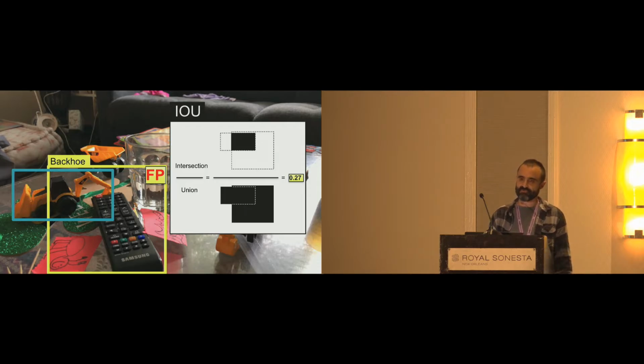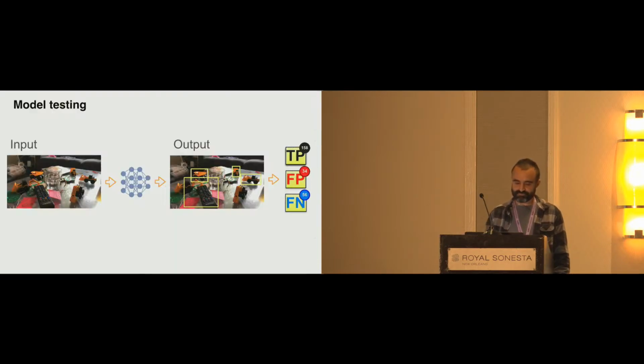Let's look at the rest of our model's predictions on this image. And we see that it goes on to correctly predict 3 true positives. However, it missed the excavator on the right, and that results in a false negative.